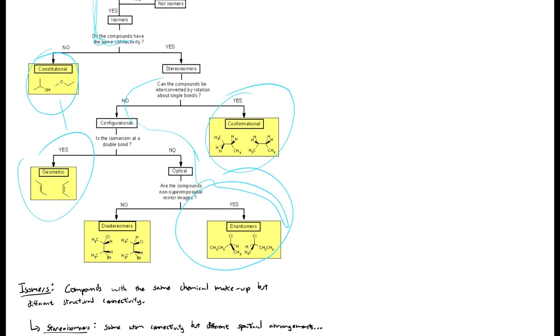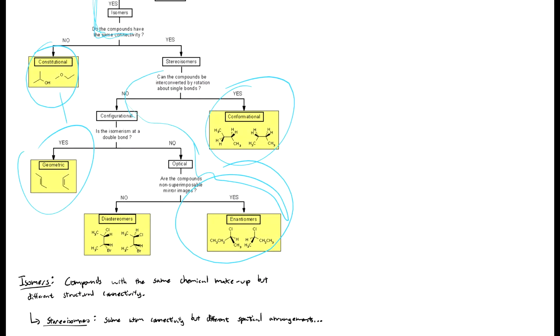So we're going to follow down to what are isomers, and we kind of already know what isomers are. They have the same molecular formula, but different structural connectivity. And if they have the same connectivity, then it's a stereoisomer. Then we follow that down to, is it configurational, and if it is, is it optical. We'll go into the rest of these later on in the course, but today we're going to mainly focus on enantiomers, okay?